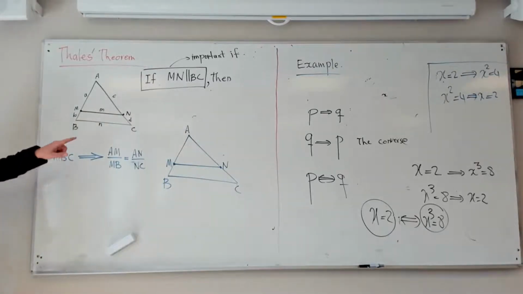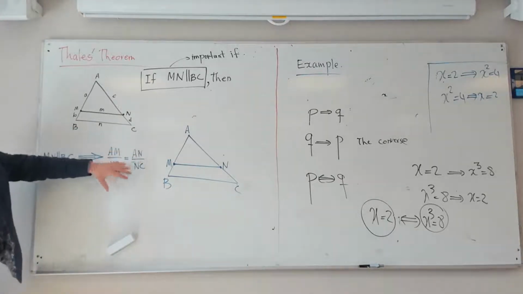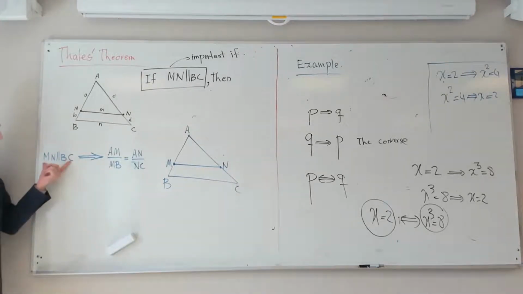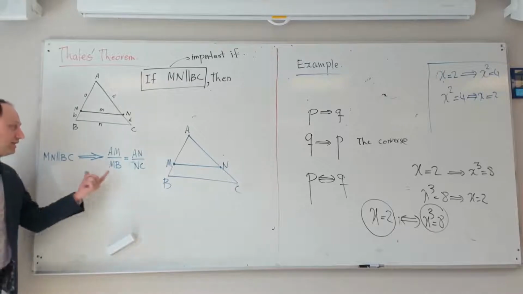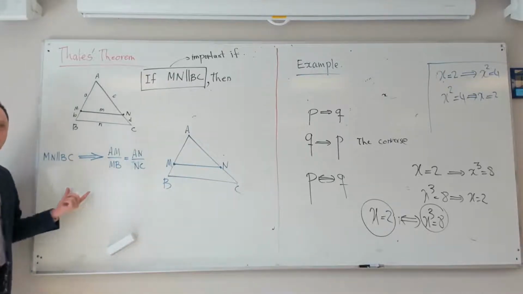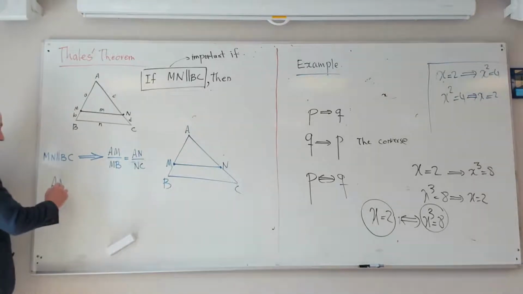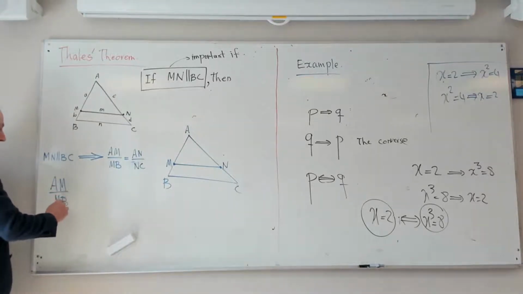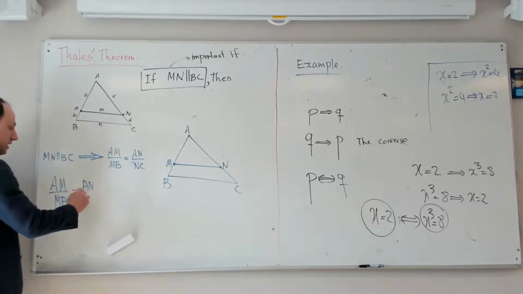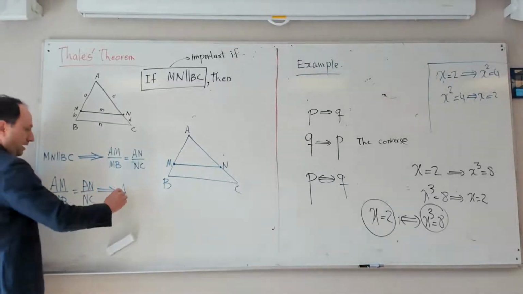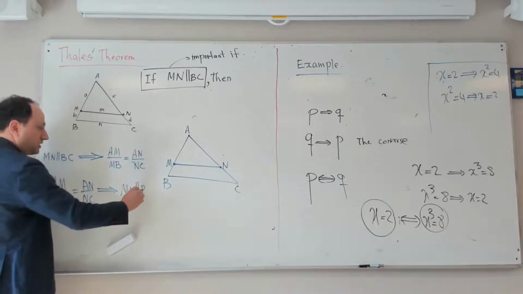Do you see that this has the same structure? This is a statement, and this is also a statement. A statement means a sentence which is either true or false. Here I am assuming that this is true, and I was able to show you that this is also true. But can you read me the converse? AM divided by MB is equal to AN divided by NC implies that MN is parallel to BC.